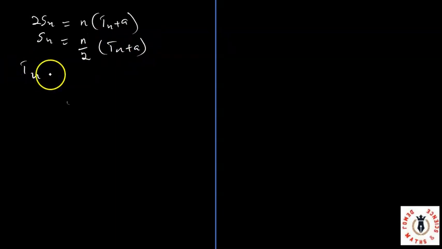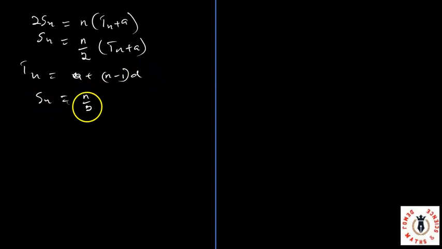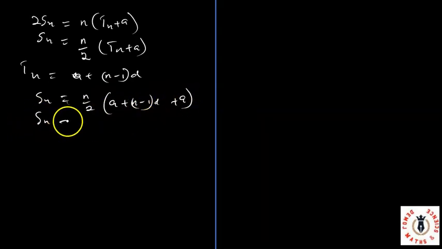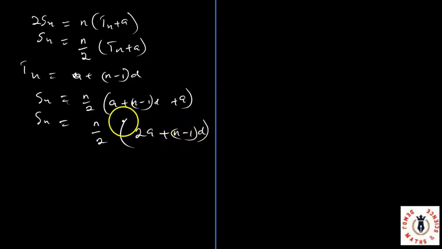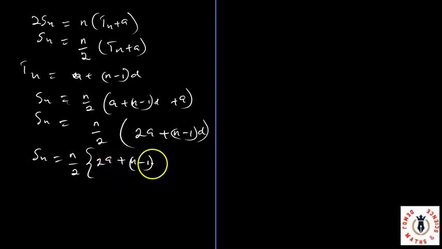Let's remember that our Tn is given as A plus n minus 1 into D. So that Sn now will be equal to n over 2 into A plus n minus 1 into D plus A. So that Sn now will be equal to n over 2 into 2A plus n minus 1 into D. That is, Sn is equal to n over 2 into 2A plus n minus 1 into D. So here we have our sum of the nth term of an arithmetic progression.